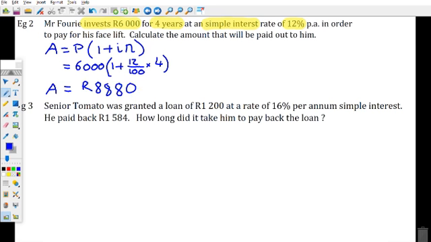Pardon? Why did I add a 0? What do you mean?